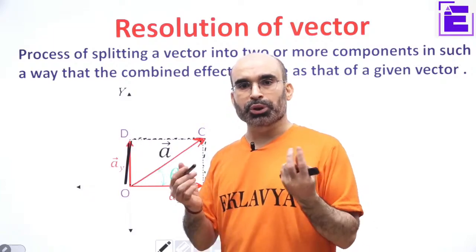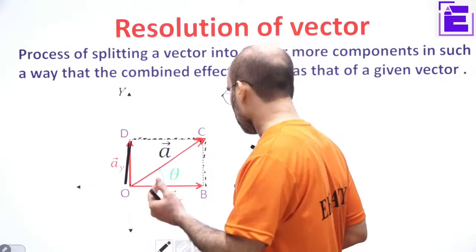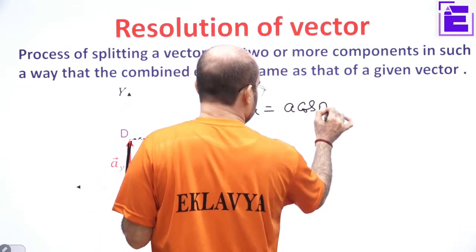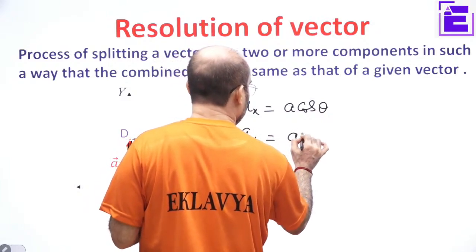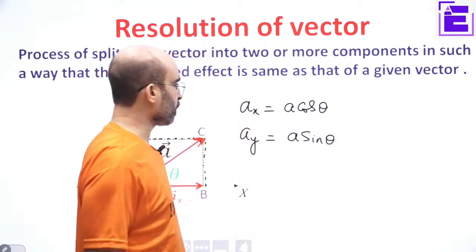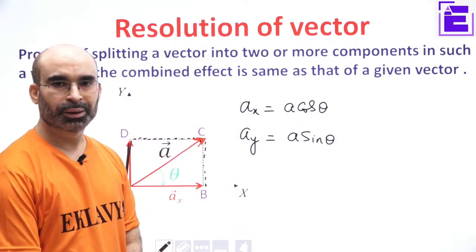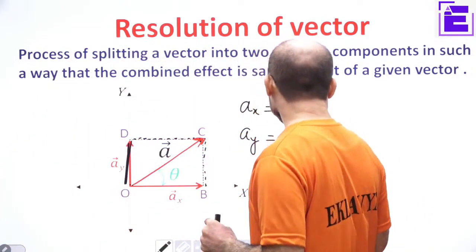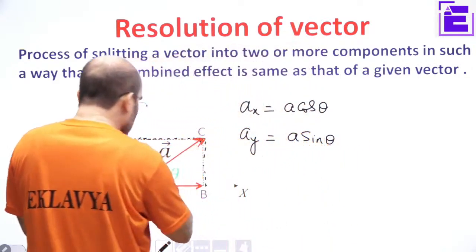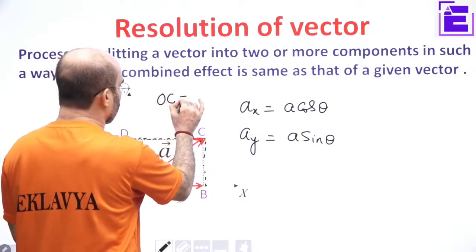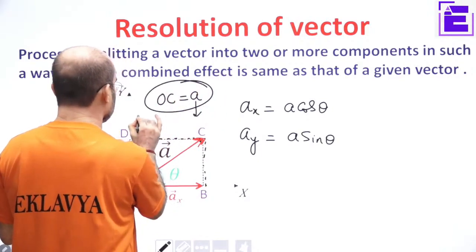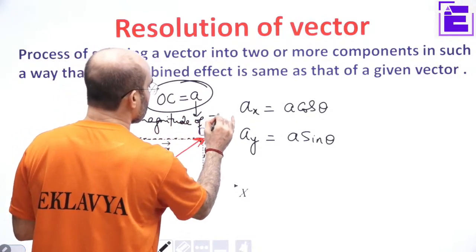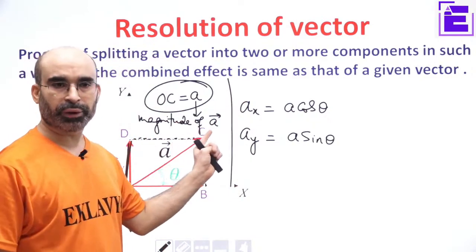Okay? So now simple trigonometry will be used, and I'm just writing it here. Ax equals A cos theta. You tell me whether it is correct or not. Ay equals A sin theta. You tell me whether it is correct or not. Okay, so why is this so? Let us do it. The magnitude of vector A, OC, equals A. A is the magnitude of vector A.